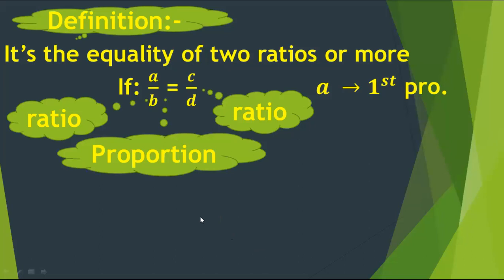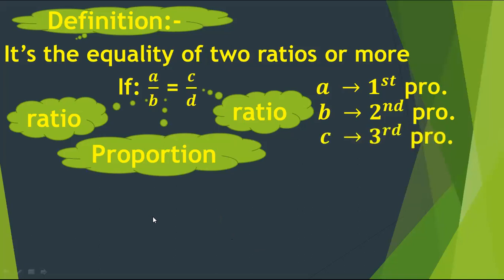equals E over F, a proportion, such that A is called the first proportion, B is called the second proportion, C is called the third, and D is called the fourth proportion. Again, definition: what's the meaning of proportion? It is equality of two ratios or more, such that if A over B equals C over D, then A is the first proportion, B is the second proportion, C is the third proportion, and D is the fourth proportion.